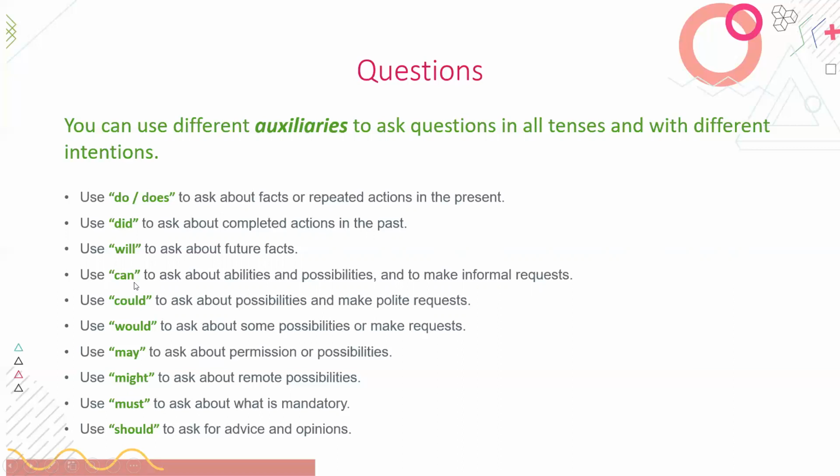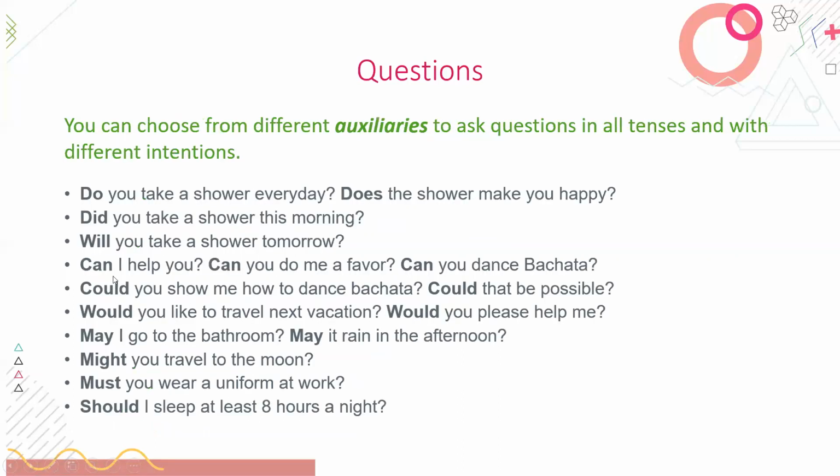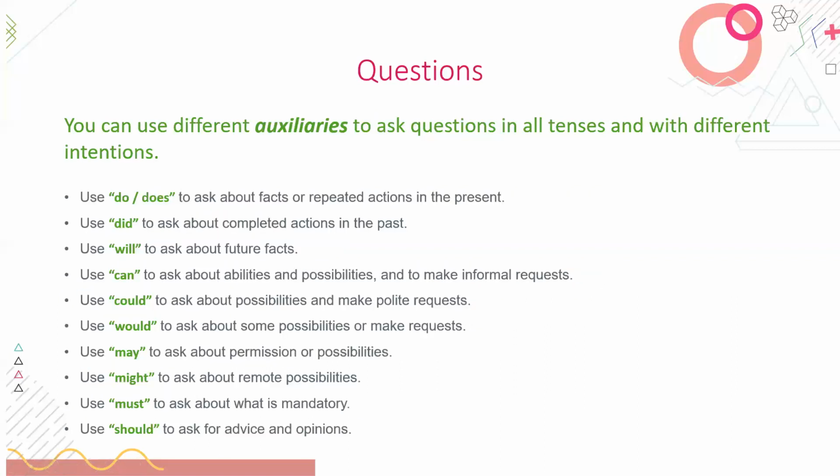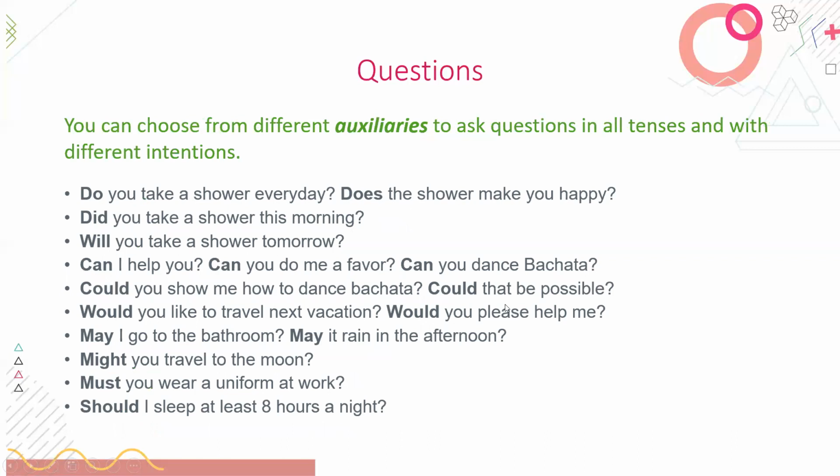Use can to ask about abilities and possibilities and to make informal requests. Can I help you? Can you do me a favor? Can you dance bachata? Use could to ask about possibilities and make polite requests. Could you show me how to dance bachata? Could that be possible?